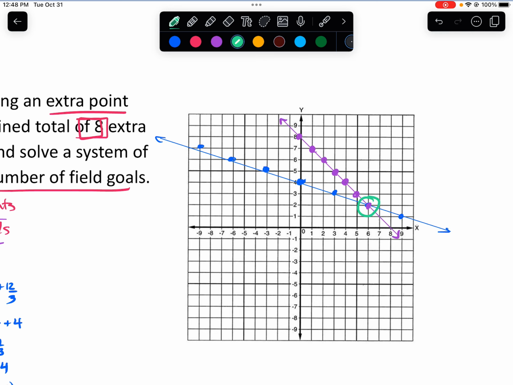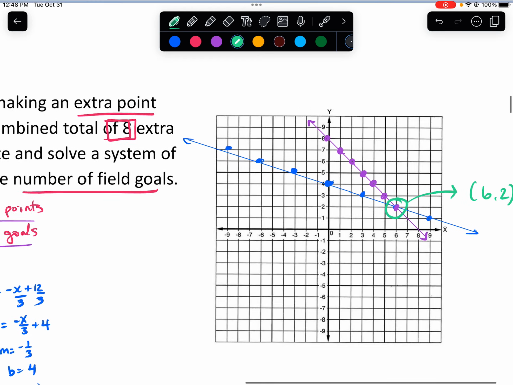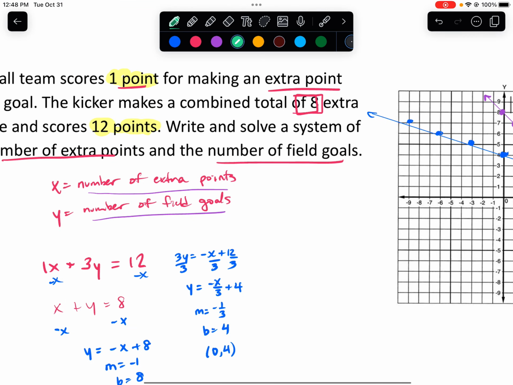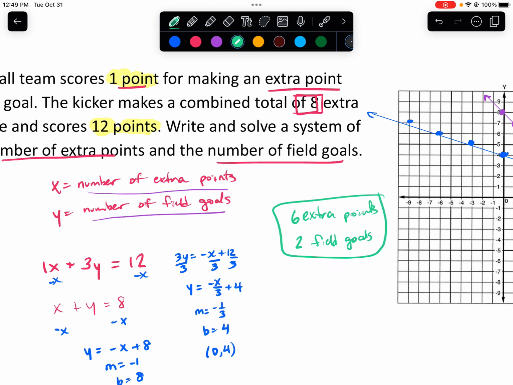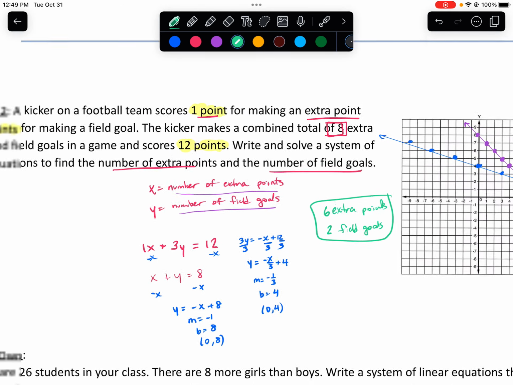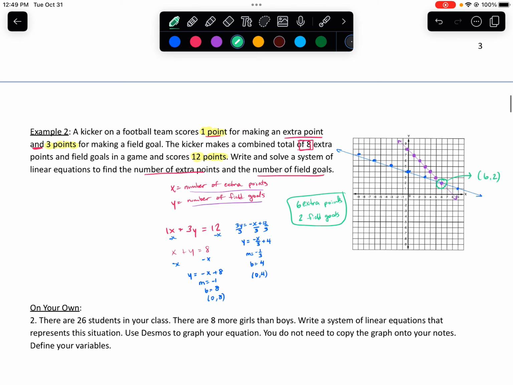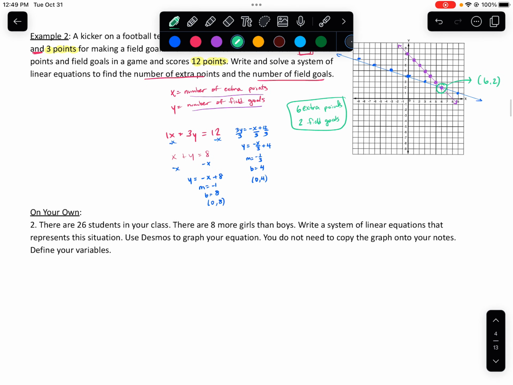So where do they cross? They cross at this point. What is this point? This is 6, 2. So what does that mean? That means they scored what? 6 extra points, because that's what x represents, and 2 field goals. So that's the number of extra points and field goals the kicker kicked. Okay? All right, why don't you try the next one on your own?